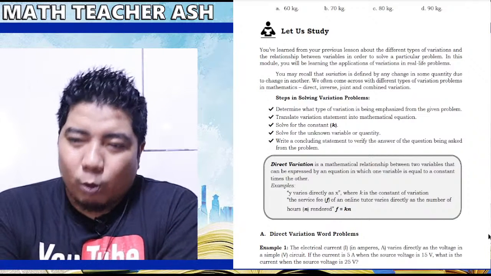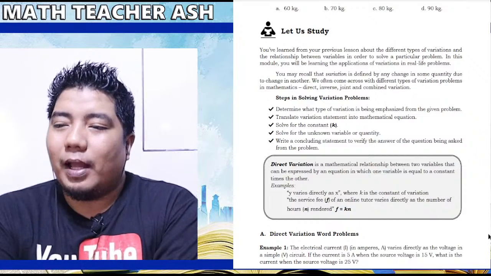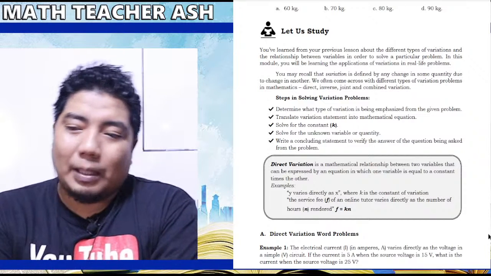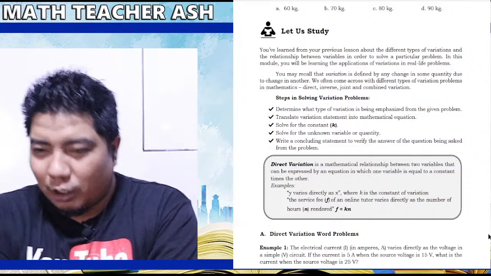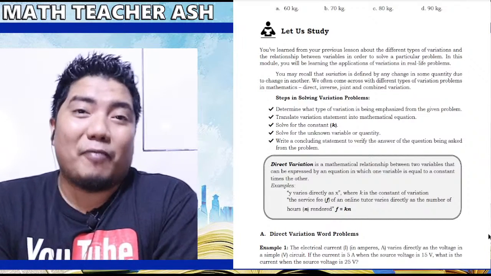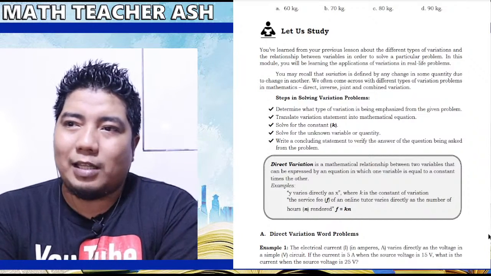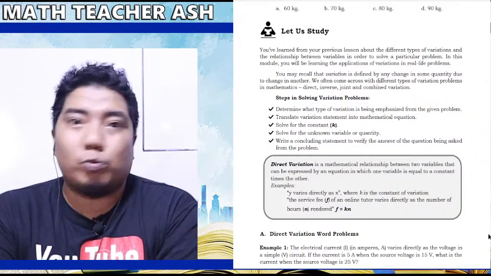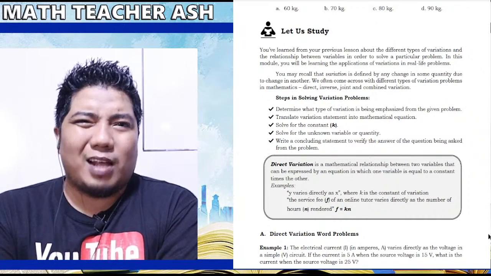Instead, pag-uusapan na natin ngayon, paano ba or ano ba yung mga step-by-step na i-consider natin para masagot ang mga problems involving variation. So, ito yon. Number 1, determine what type of variation is being emphasized. Of course, kasi kung iisipin natin sa isang problema, kung hindi mo alam kung ano yung problema, paano mo siya isosolve? So, therefore, the first thing you should know is, anong klaseng problema ba ito?